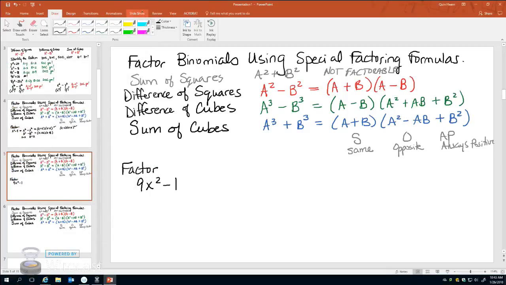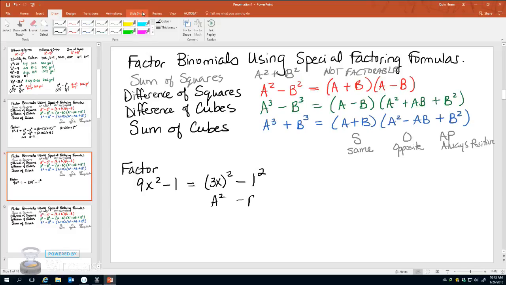All right, so 2 terms, so possibly one of these patterns. It's a difference, so either difference of squares or difference of cubes. The x is being squared, so that's your hint that it's a difference of squares. And so now we just need to figure out what our a and our b are. What's being squared? So 9 is 3 squared. So we can think of the first term as 3x squared. And 1 is actually also a perfect square. It's 1 squared. Okay, so what we have is a difference of squares.